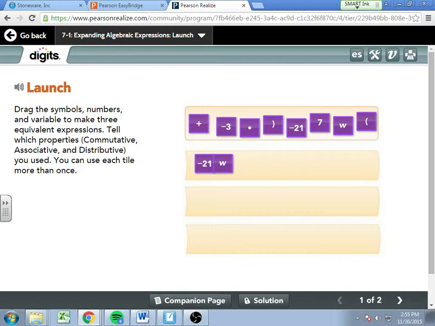Alpha, you just said that you have one. What operation did you use? Multiplication. What did you multiply? Negative 3 times 7w. So Alpha said if I take 7w and multiply that 7w by negative 3, it'll equal negative 21w.